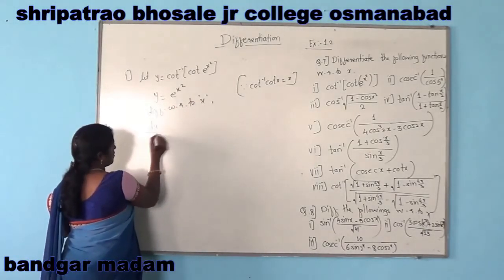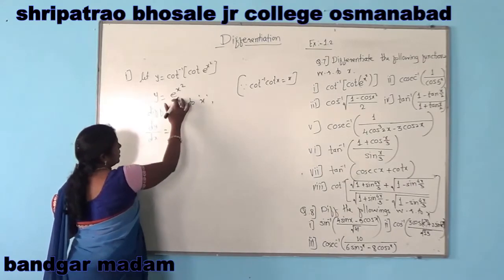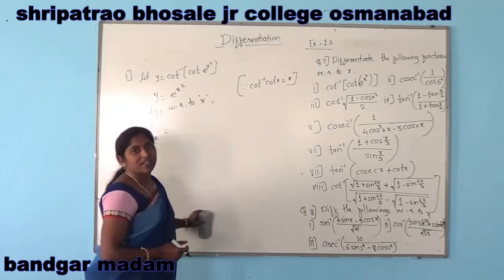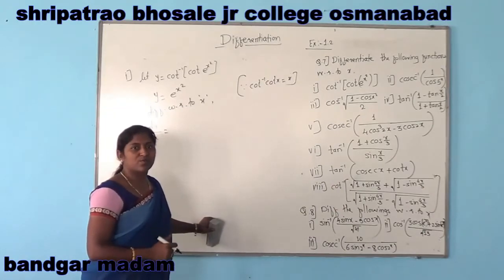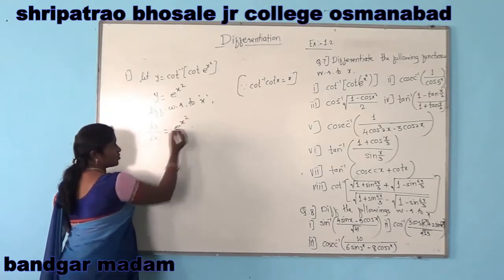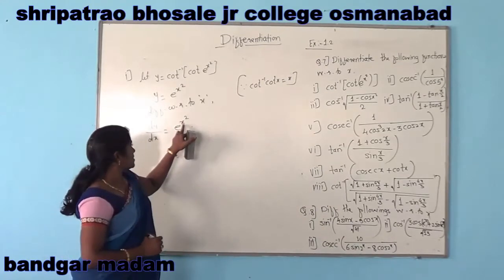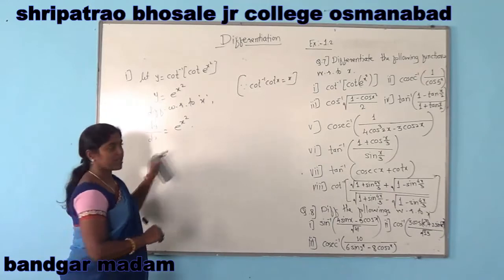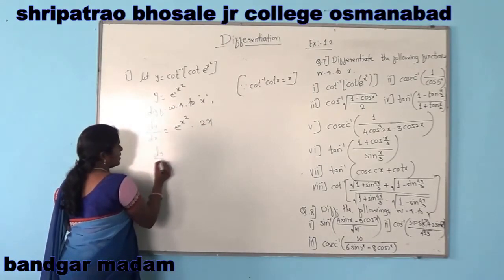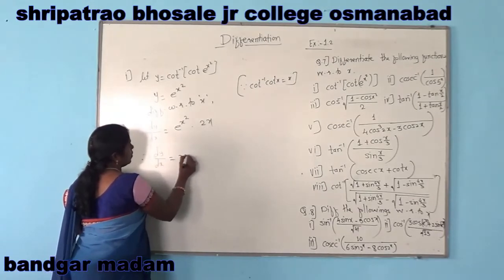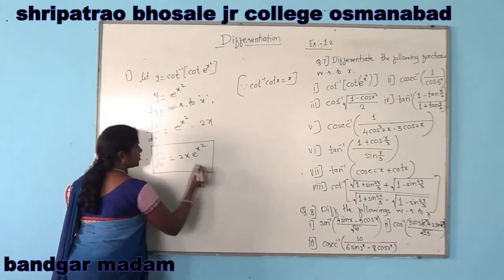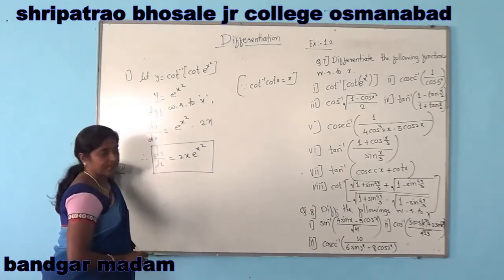we get dy by dx is equal to derivative of e raised to x square. You know the formula for e raised to x. Derivative of e raised to x is e raised to x itself. So derivative of e raised to x square is e raised to x square, but instead of x, there is x square. So derivative of x square is 2x. So we get dy by dx is equal to 2x e raised to x square. This is our required dy by dx.